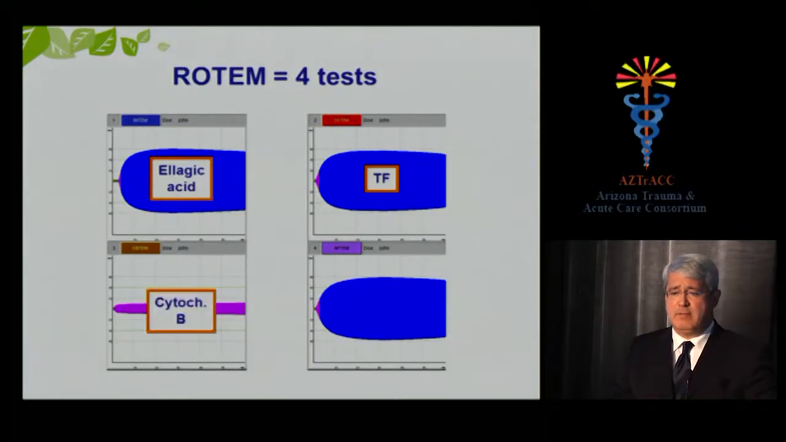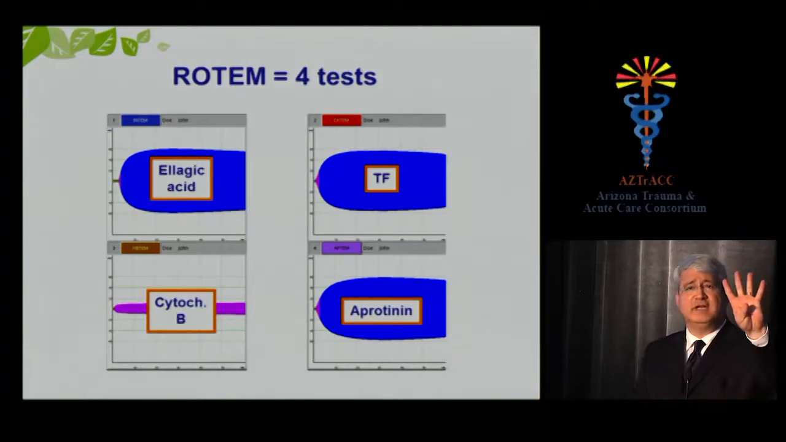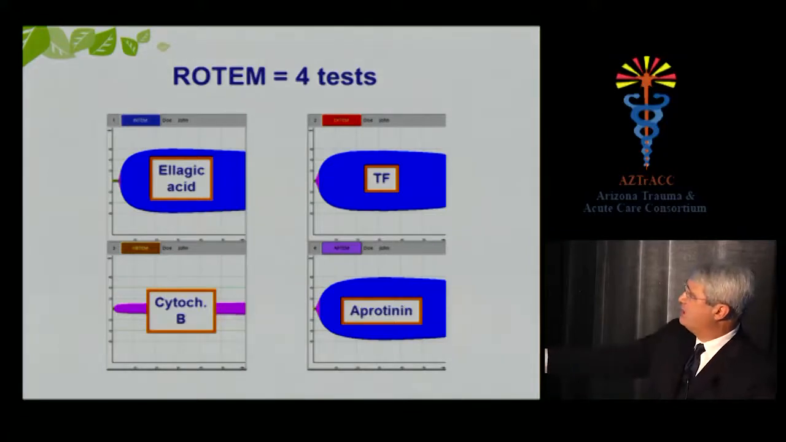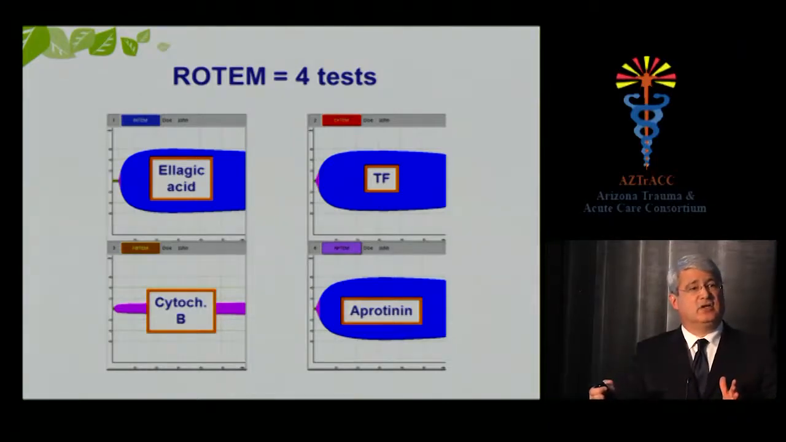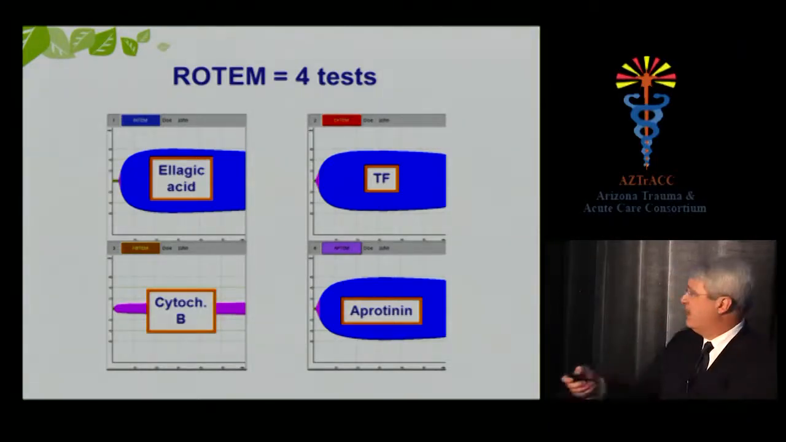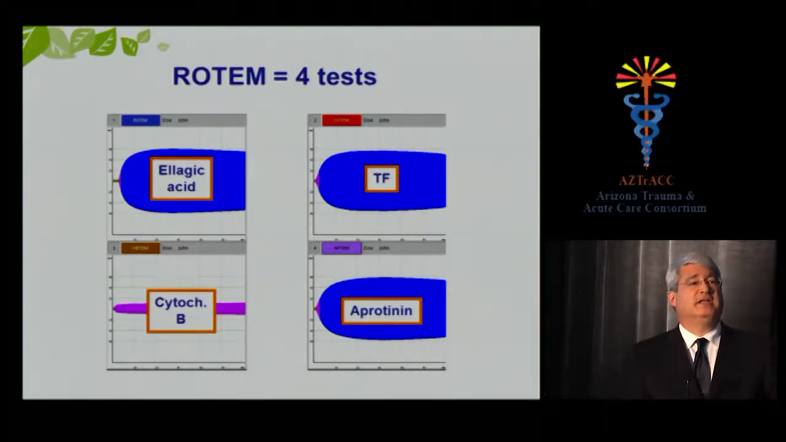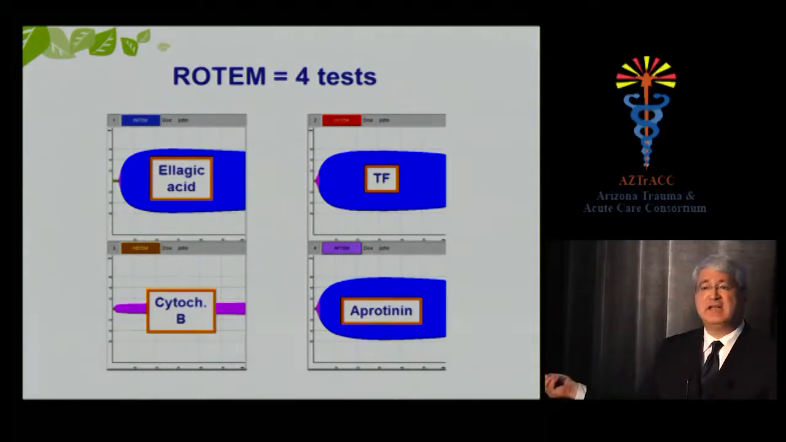And this is the ROTEM graph. The ROTEM has four channels, so it gives you four different tests at the same time, while the TEG gives you only one. Basically, it uses something that triggers the intrinsic pathway, something that triggers the extrinsic pathway, and then here they poison the platelets, so all that's left is fibrinogen function. And then here, they poison the fibrinogen, and all that's left is platelet function. So in the end, you have information on what's going on. Again, it's exactly the same graph, just different triggers of the coagulation.